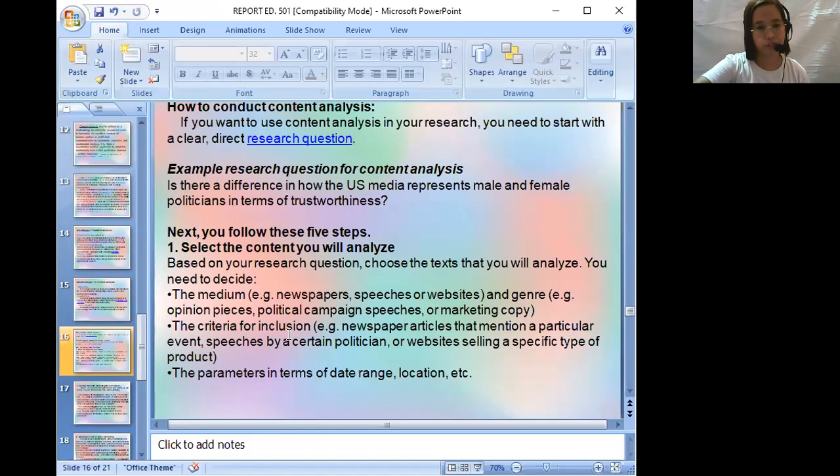Next, you follow these 5 steps. Number 1, select the content you will analyze. Based on your research question, choose the text that you will analyze. You need to decide the medium. Next is the criteria for inclusion. Then the parameters in terms of date, range, or location.